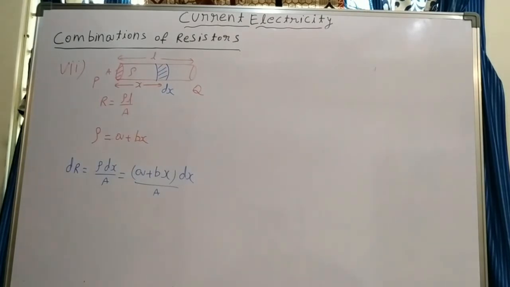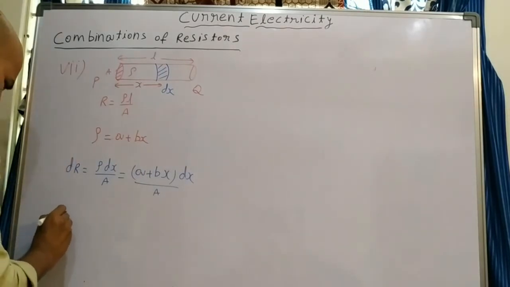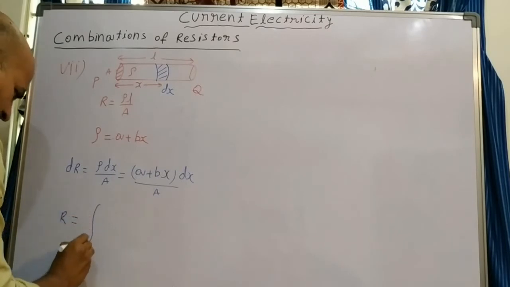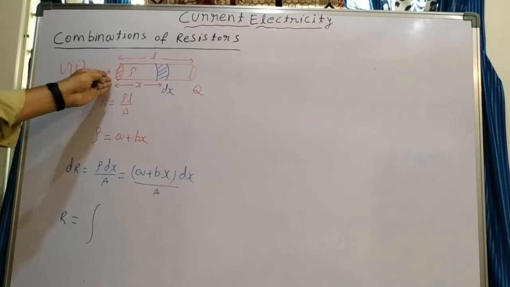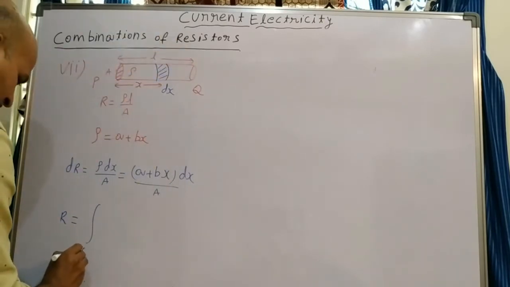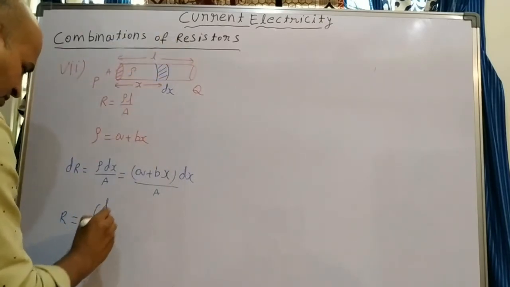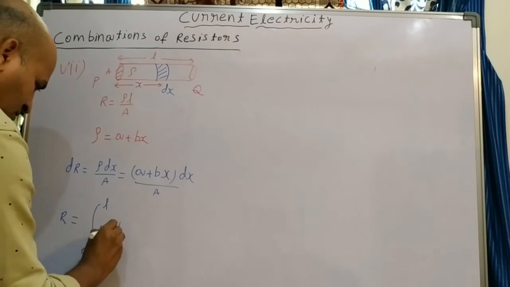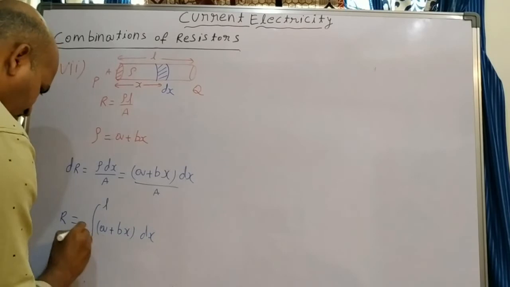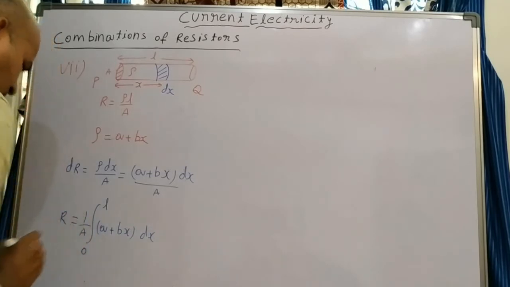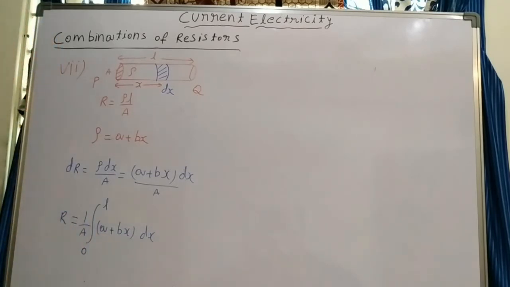Now what is the resistance? Take integration of this. Resistance R is equal to the integral. X value changes from where to where? From 0 to L, the length. So the X value changes from 0 to L. The integral of (a plus bx) dx, divided by A, which we can write outside, since the cross-section area is constant.